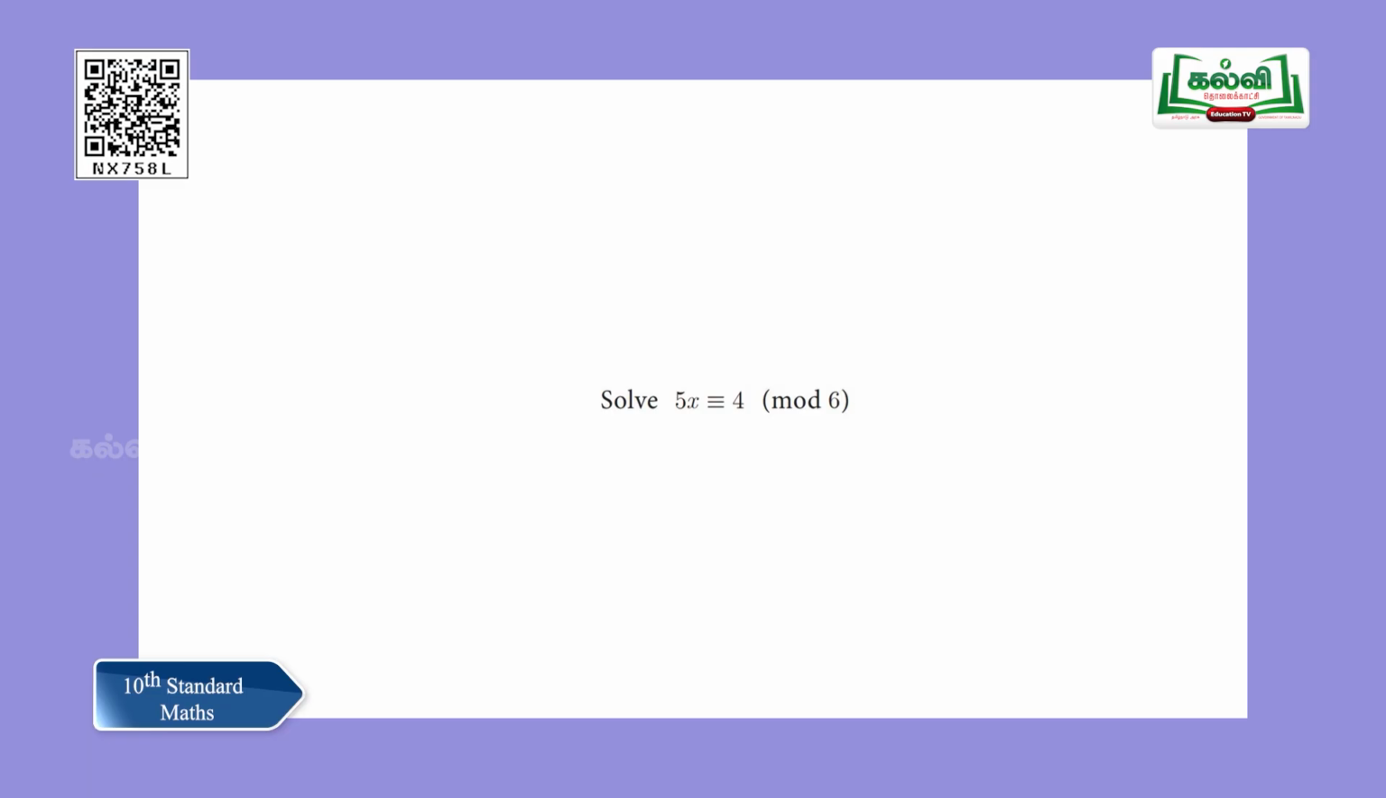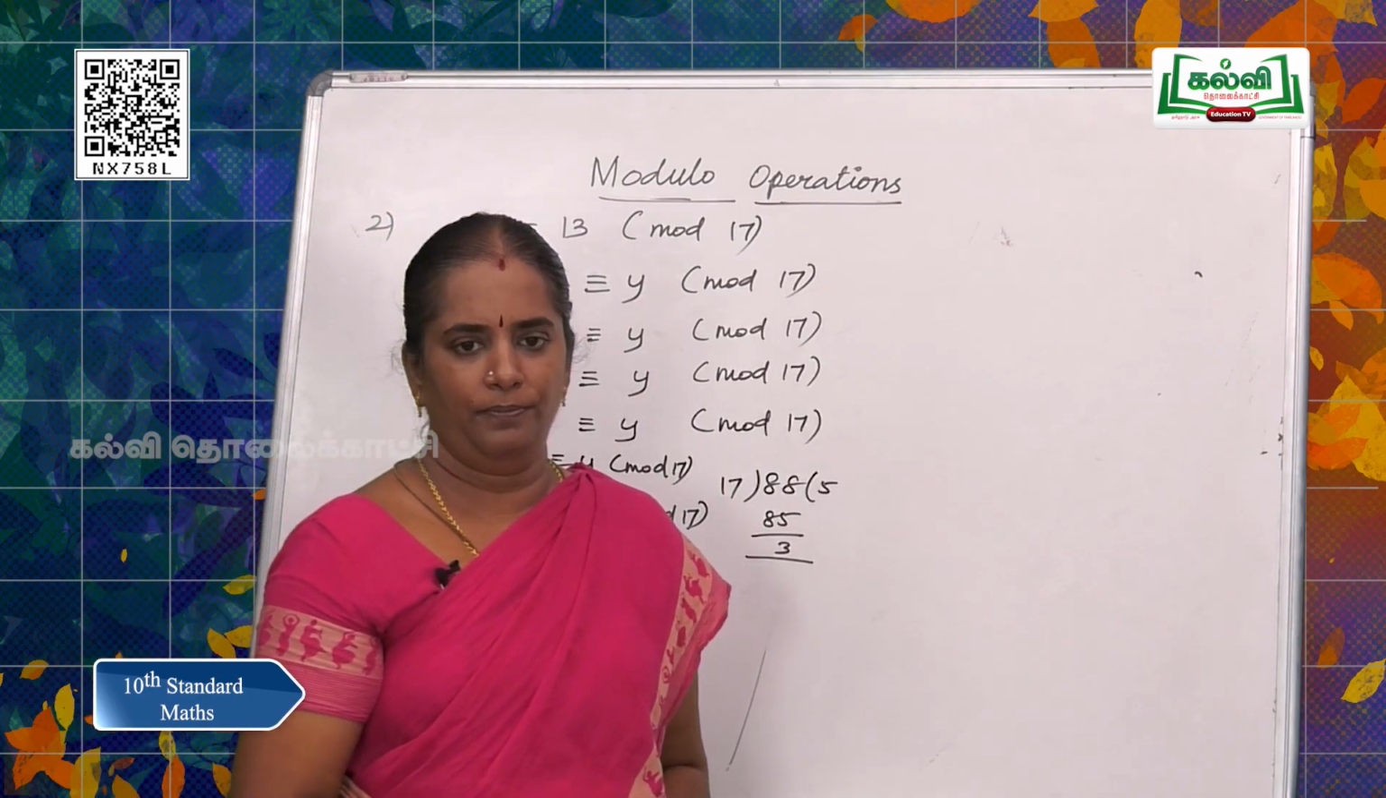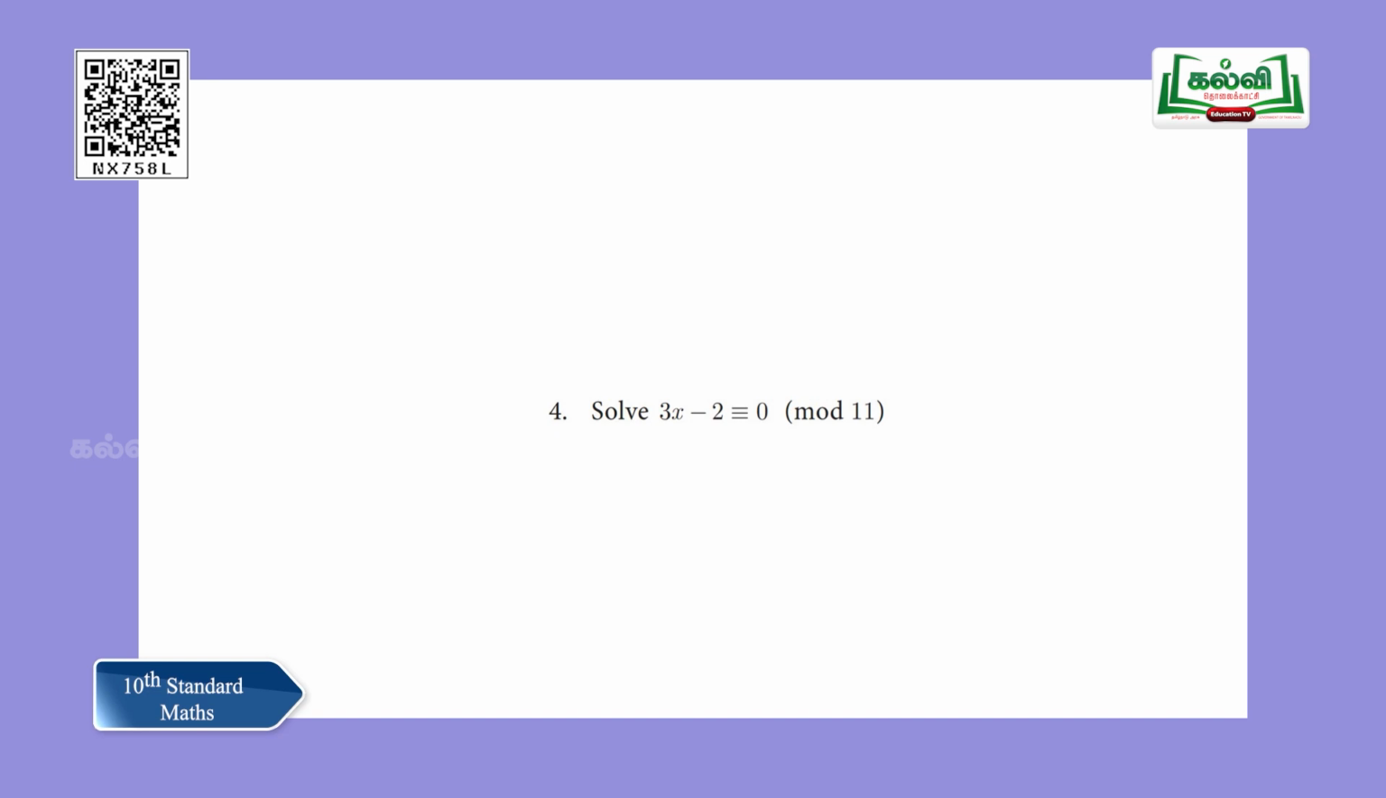Let us go to the next sum. Solve 5x is congruent to 4 modulo 6. I am not going to do this sum because we have already done it in the first subdivision itself. But there we got only one solution. You are going to get all the solutions now, as a follow up. This is homework for you. Now, let us go to the next one.